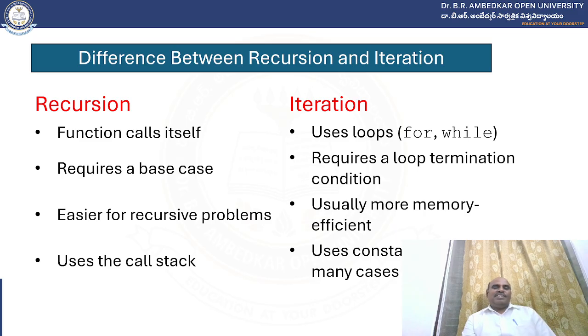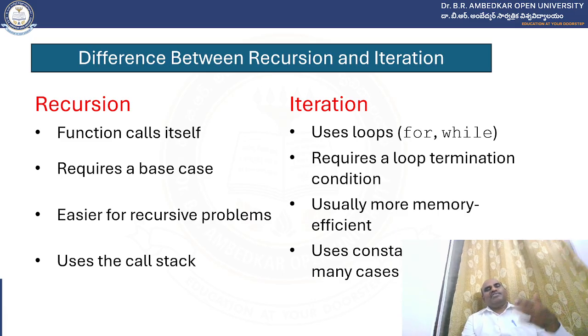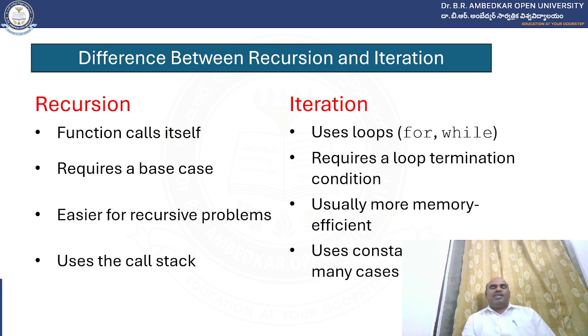In iteration, memory can be used efficiently. That means the same type of work, like printing 1 to 10 numbers, squares of 1 to 100 numbers, cubes of 1 to 100 numbers. Like this, if we want to find out, it is easily possible with the help of iterations. So next one is the fourth one, the last one.